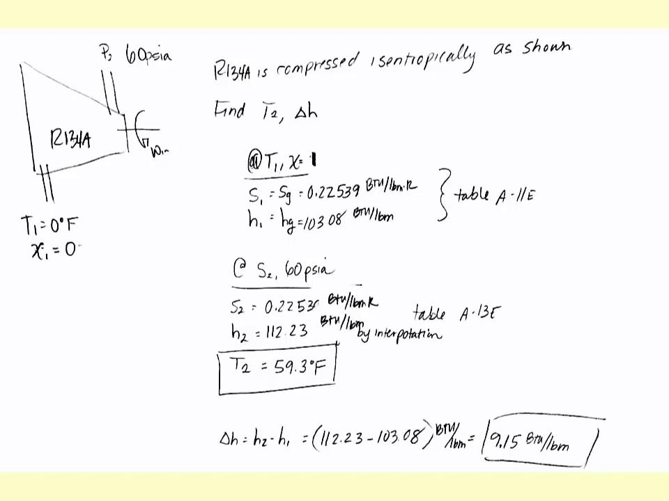So at 49.84, we have 0.22132, and at 60, we have 0.22572 kilojoule, no, not kilojoules, BTU per pound mass. See, even I want to do that, pound mass ranking.